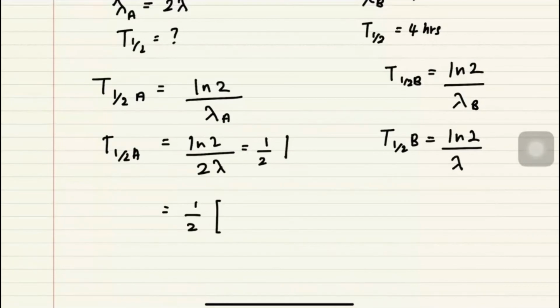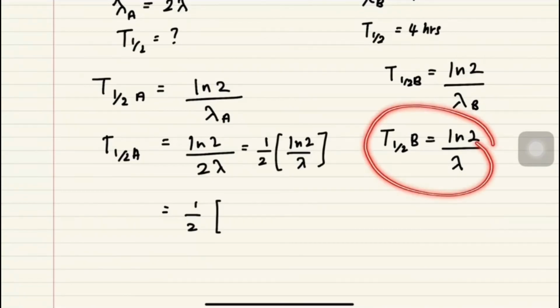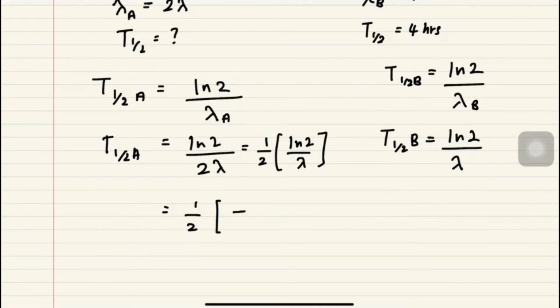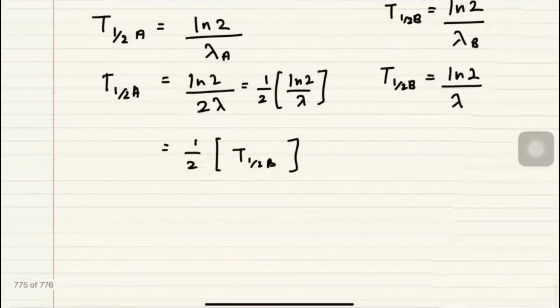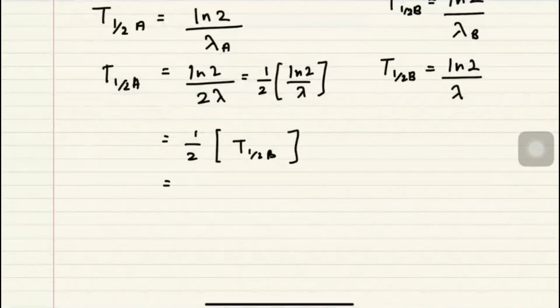ln 2 over lambda. Okay. Ln 2 over lambda ni sama dengan yang kat sebelah ni lah. Which is T half B. Alternatively you can do simultaneous equation and then you can solve T half tu berapa. Ini adalah 4 hours, right? So 4 divided by 2.